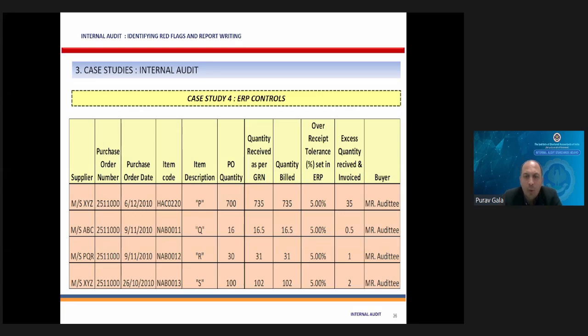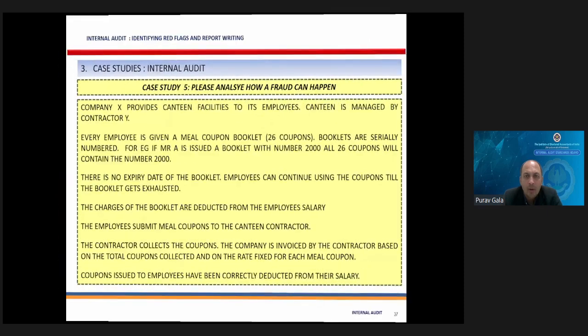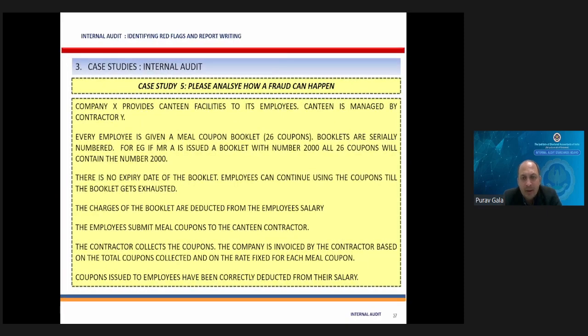So quickly, let me move on to the next example. You need to analyze this case study and tell me how a fraud can happen.